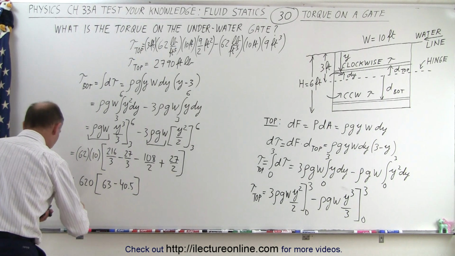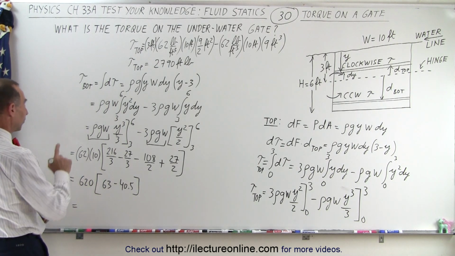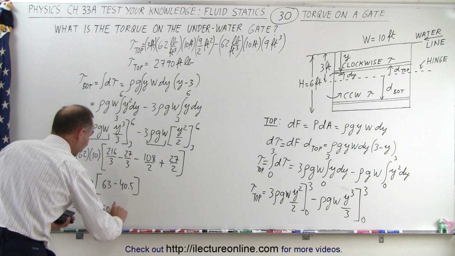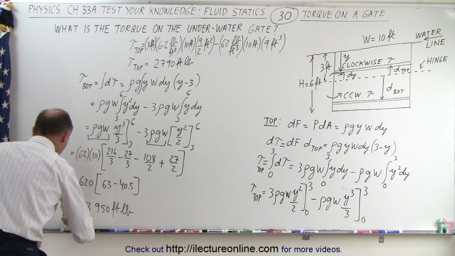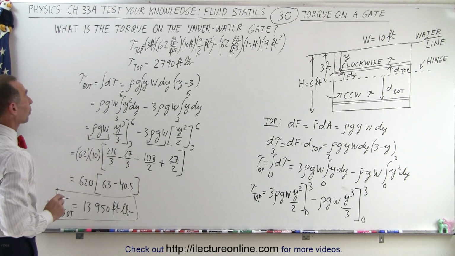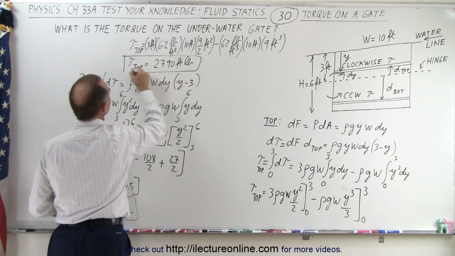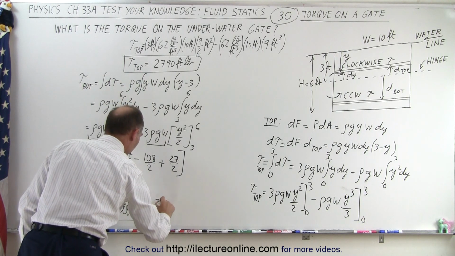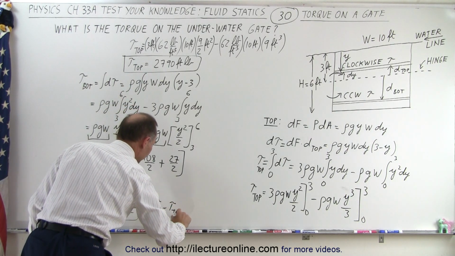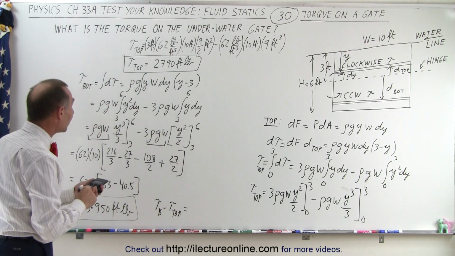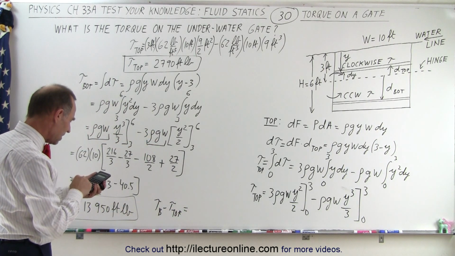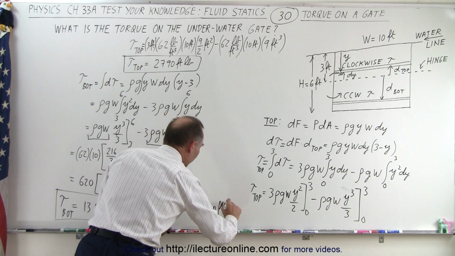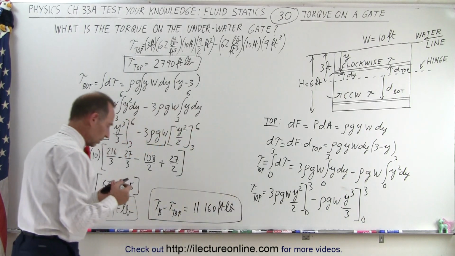And that means I have a total torque from the bottom equal to 13,950 foot-pounds. That's torque at the bottom. Do I have a torque at the top? Right here, torque at the top. And that means the torque at the bottom wins, so I have to subtract the torque from the top. So torque at the bottom minus torque at the top is going to be equal to 13,950 minus 2,790, which is equal to 11,160 foot-pounds for the total torque on the gate.